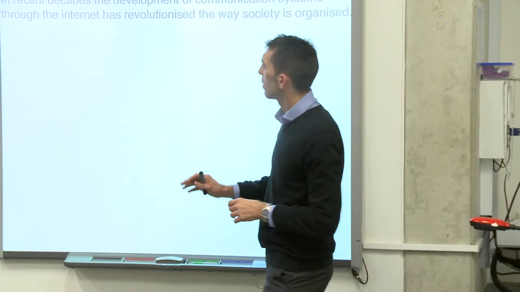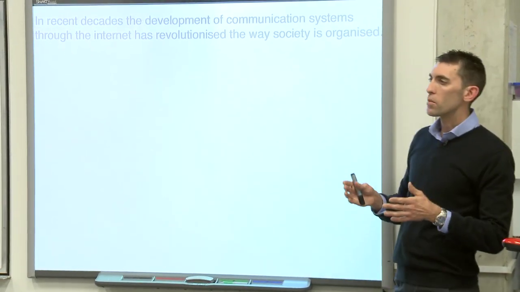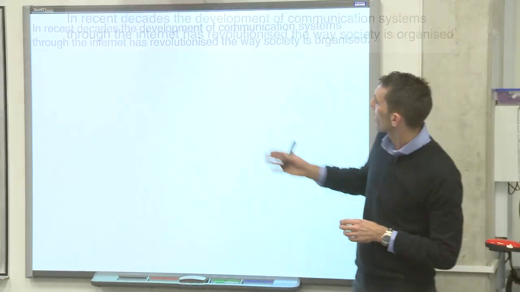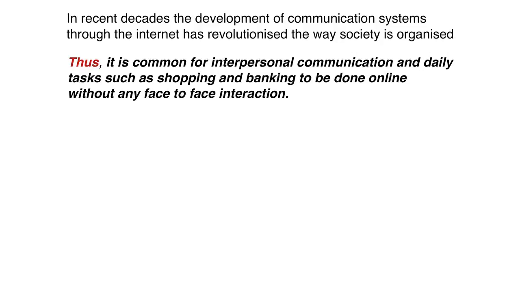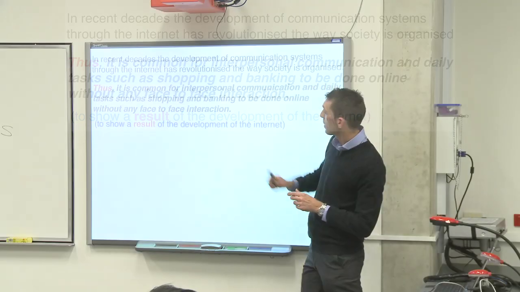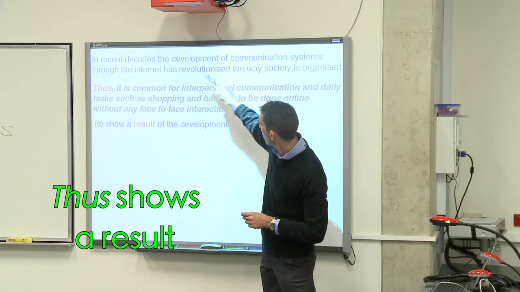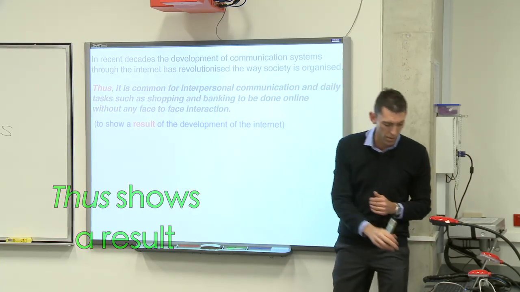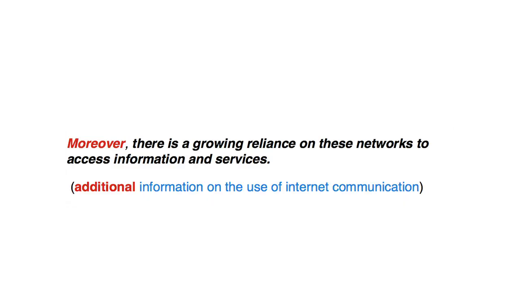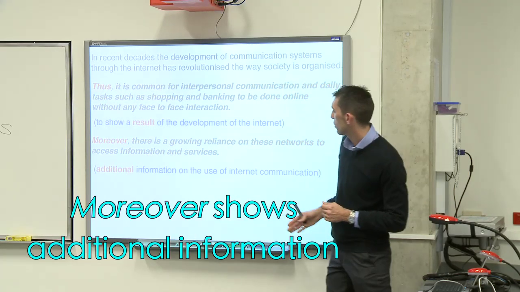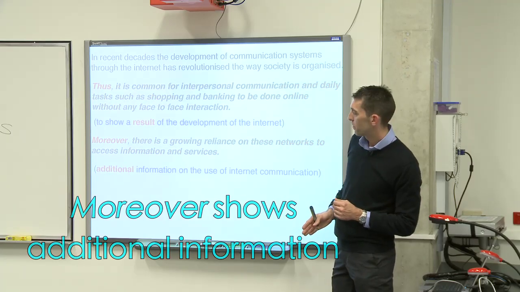So I thought I'd just let you think about this in terms of the different meanings. So here's a sentence here, okay, about development of communication systems. And the next sentence here starts with the word thus. And the reason why we use thus in that situation is it's showing a result of the development of the internet. So you're saying from here, talking about the development, and here's a specific result. So a word like thus can be used. When you follow on, you have another sentence here. This time it's a different word. It's moreover. And moreover can show additional information here, additional use of internet communication.